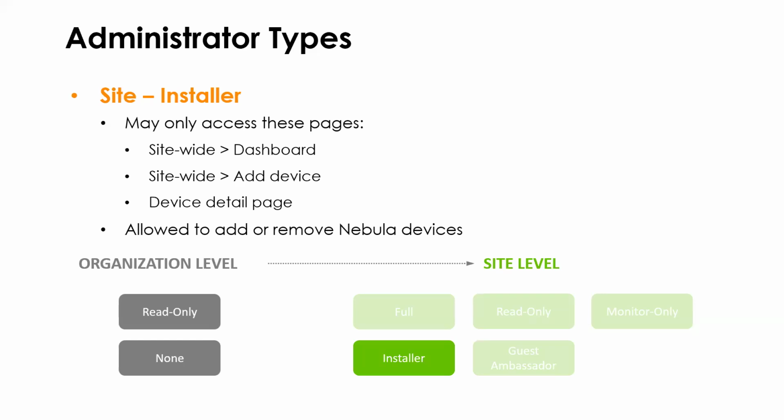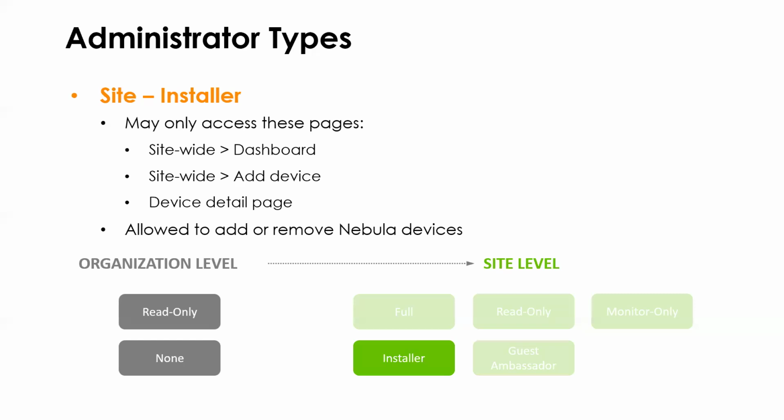You can add and remove Nebula devices, but you can't do any configuration or see any of the configuration. And in this latest update that we just pushed out, we have now added the ability to let you create admins that automatically expire after a certain period of time. So for instance, if you're using contract installers, you can set them up as an installer at just the site they're going out to, and you can have it automatically delete their credentials after a certain period of time.